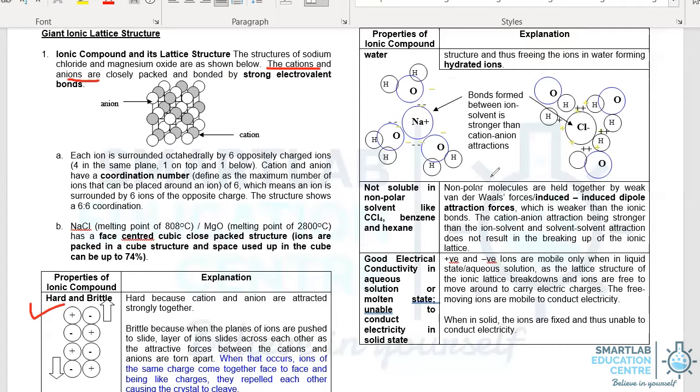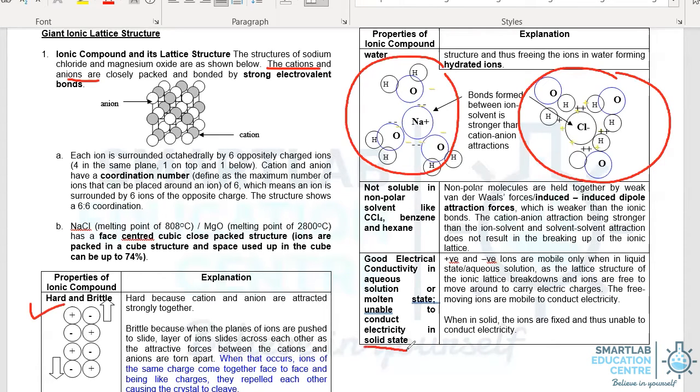In the presence of water, ionic compound will be able to dissolve and the ions break up, as shown in the diagram here. Finally, ionic compounds in aqueous state or molten state would be able to conduct electricity, but not in the case of solid state, as the ions are not mobile and free to conduct electricity.